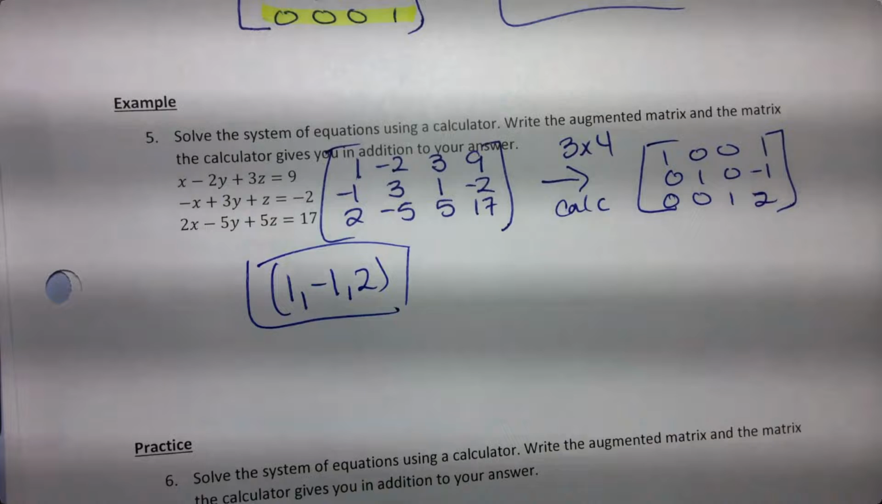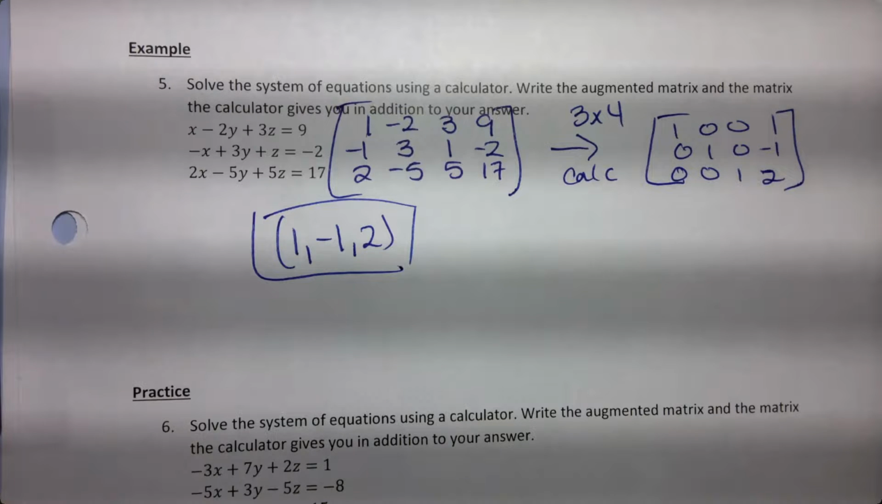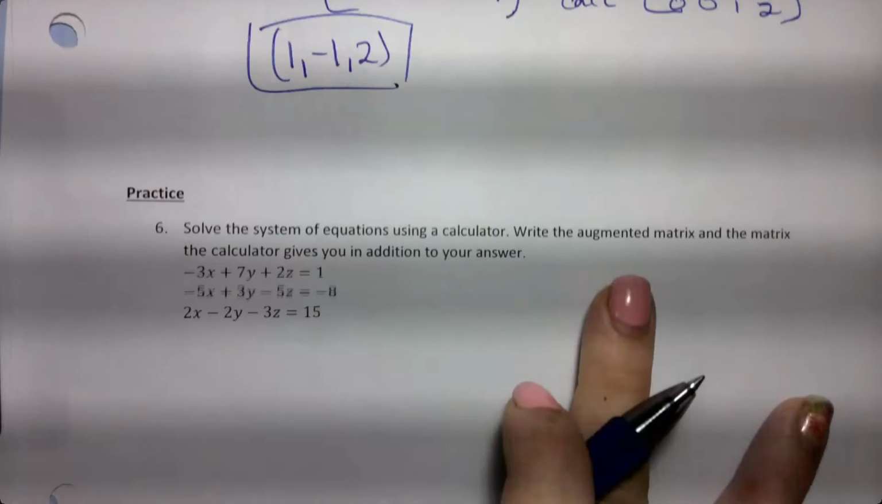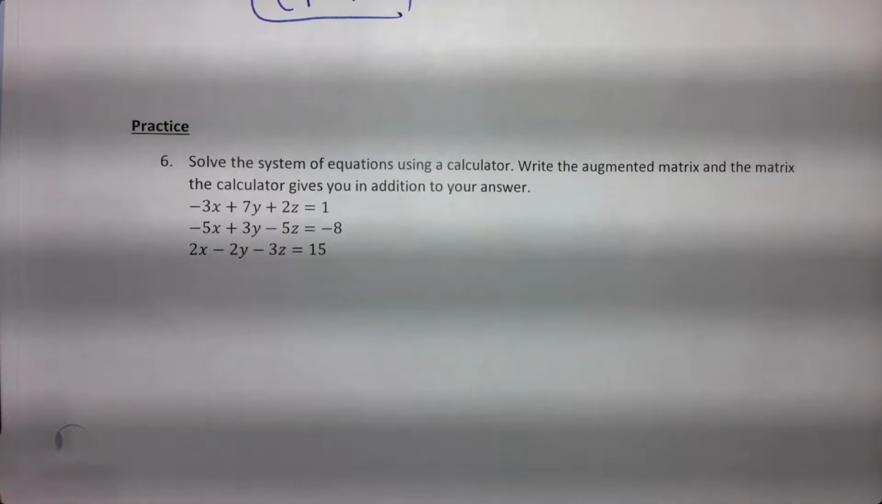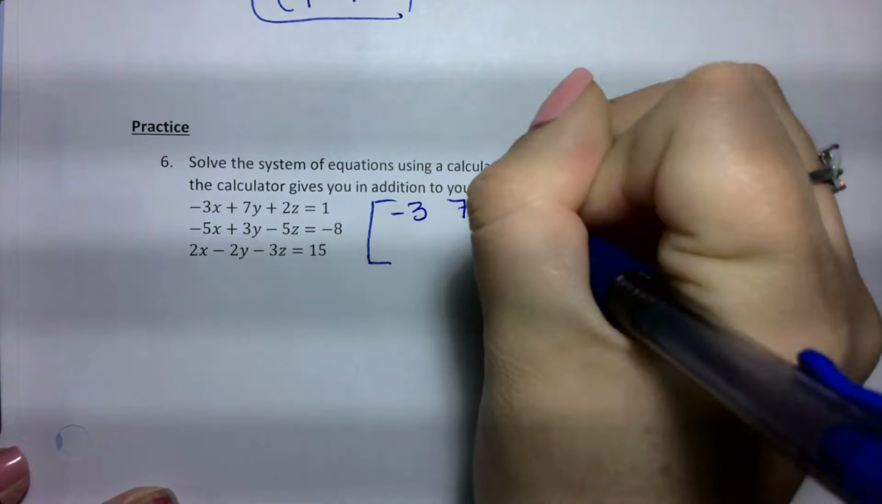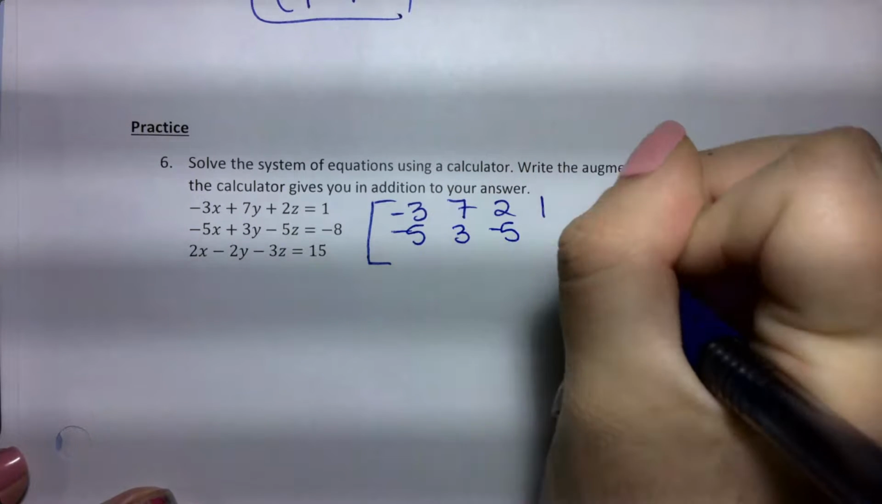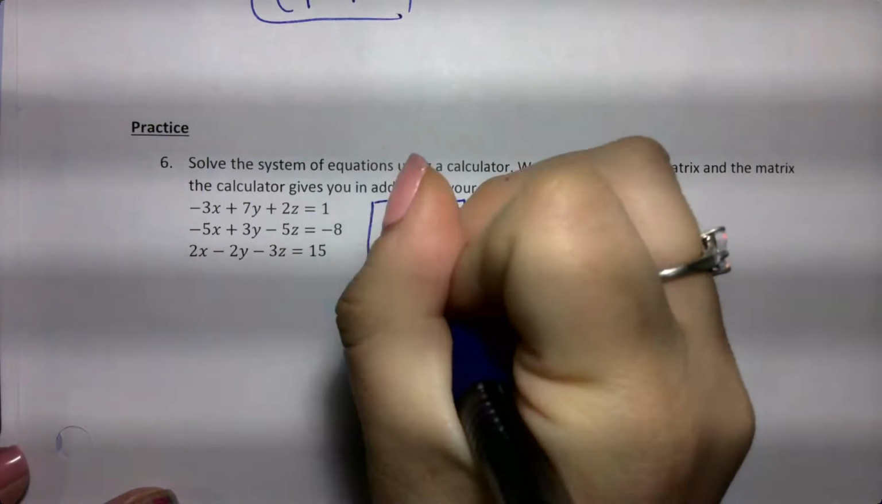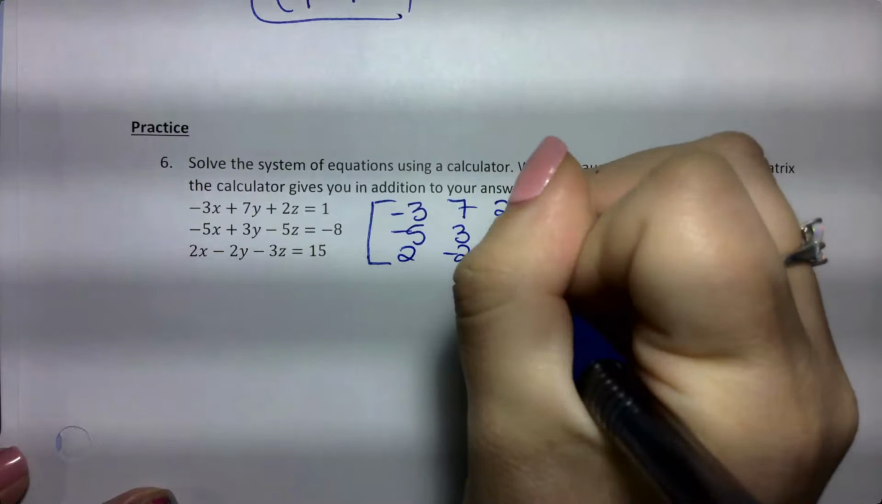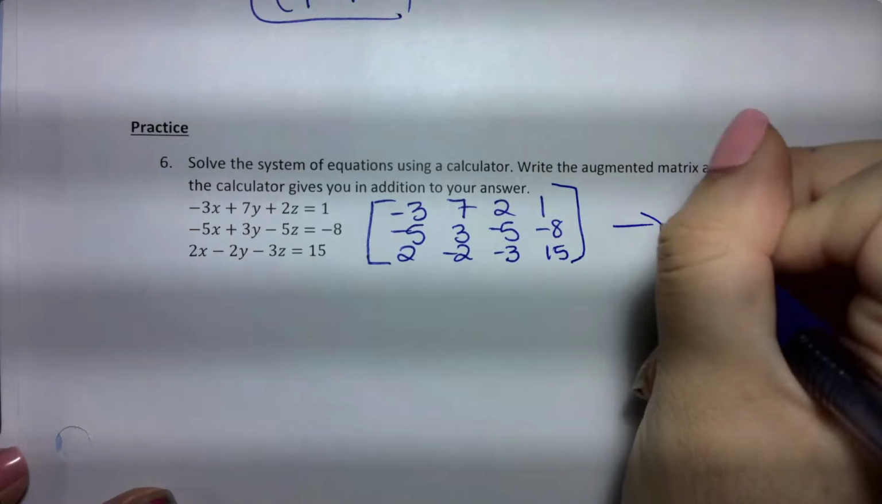So again, I want to go ahead and pause the video. Work on number 6, check around, and then when you feel ready, check your answer by playing the video. So again, 3 equations, all 3 variables show up. I can start off by writing my augmented matrix. I have negative 3, 7, 2, 1, negative 5, 3, negative 5, negative 8. Then I have 2, negative 2, negative 3, 15. This one is again a 3 by 4.